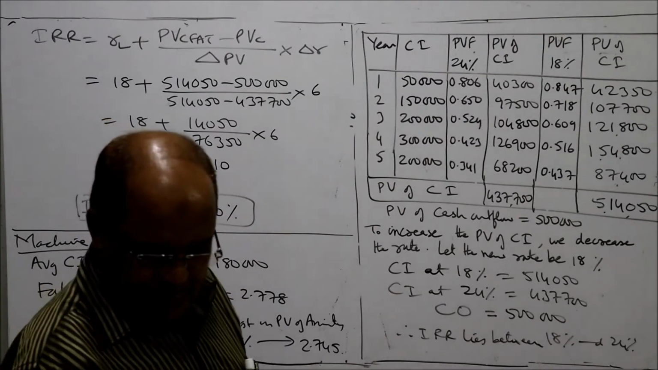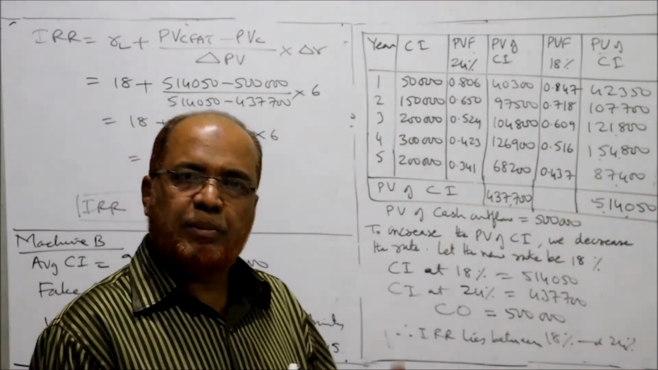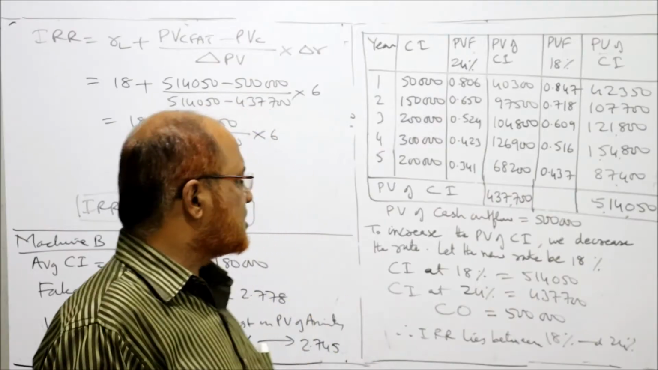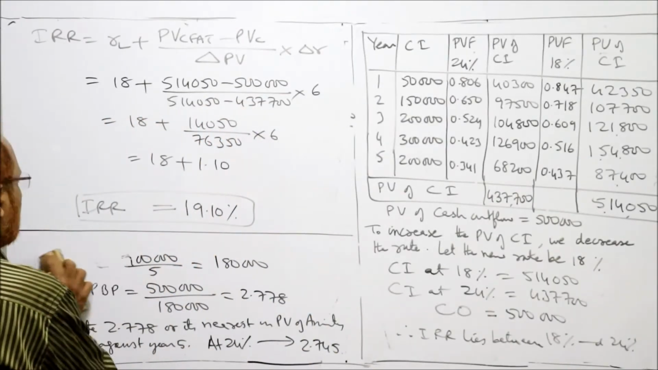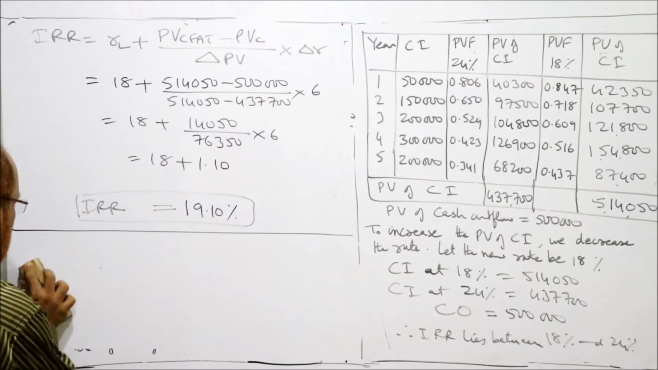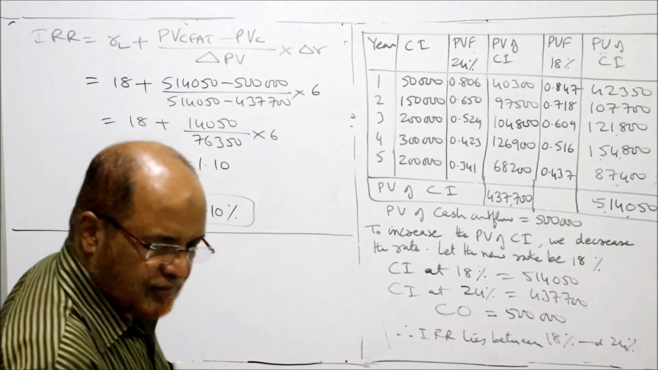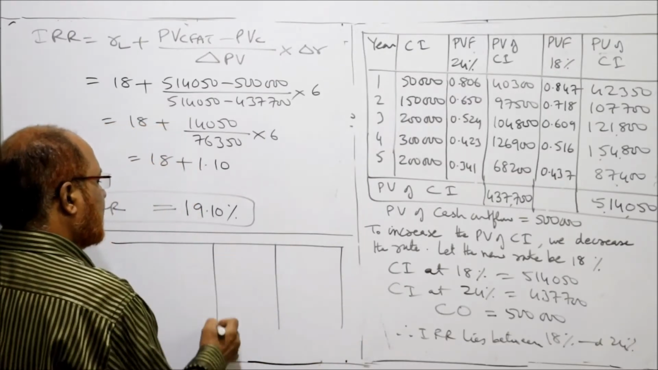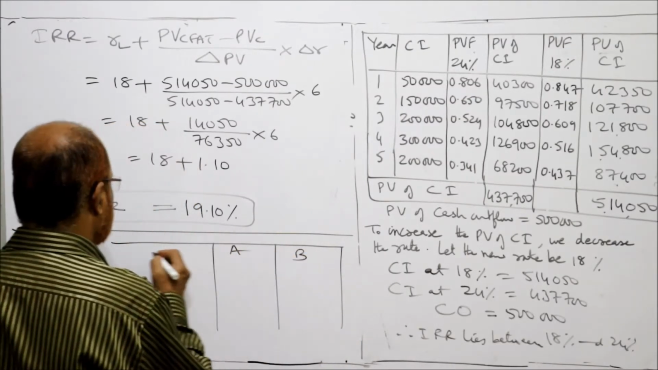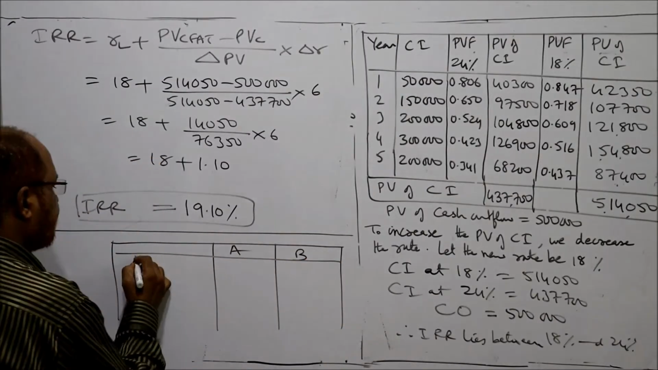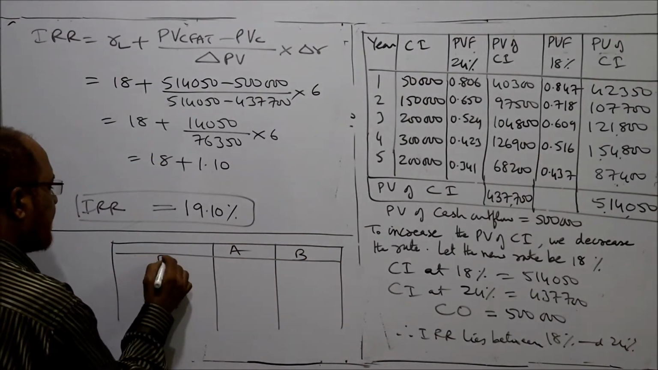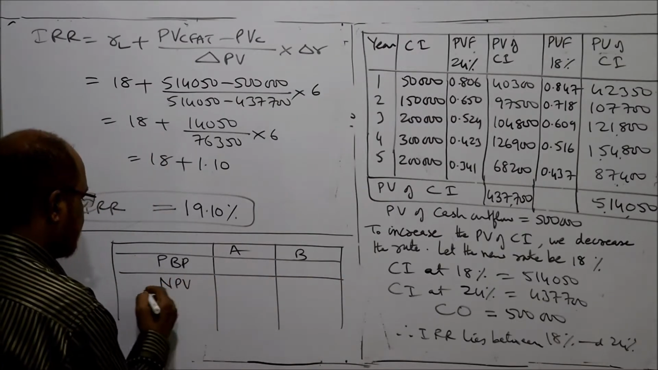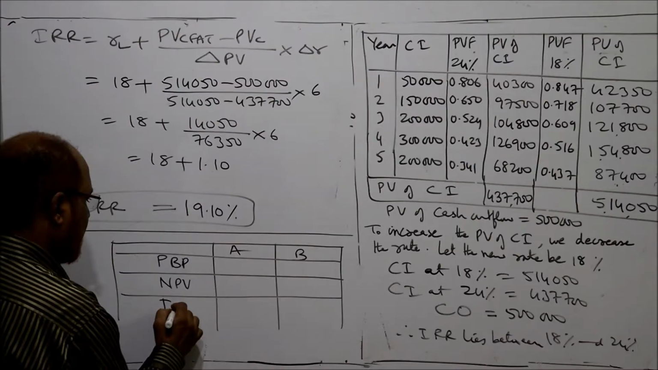That's it. So we have calculated PBP, NPV, and IRR. On the basis of these three criteria, we have to give the suggestion which machine, which project, should be purchased. To make a comparison, we'll make a table: A machine, B machine. First PBP, second NPV, third IRR.